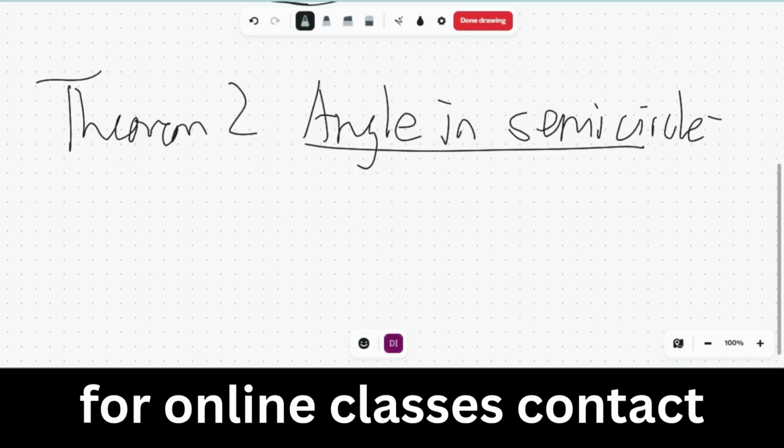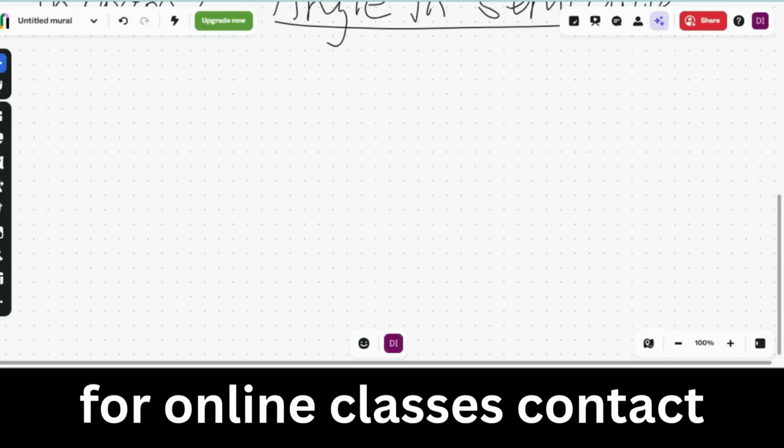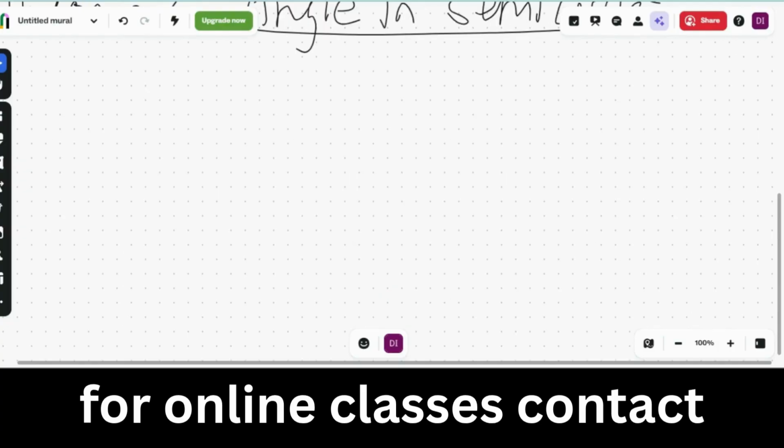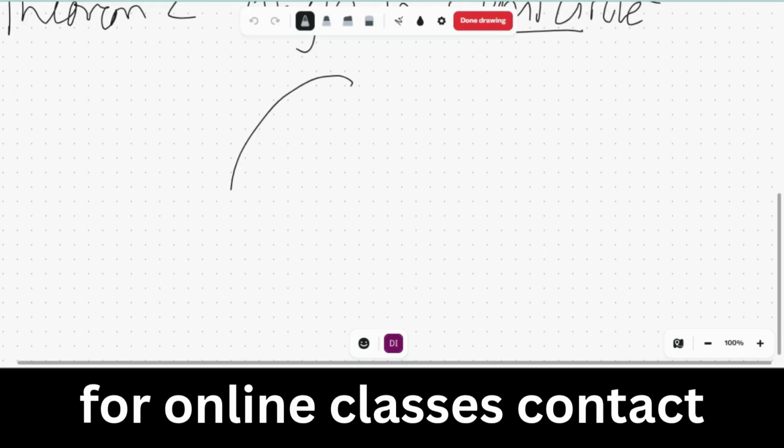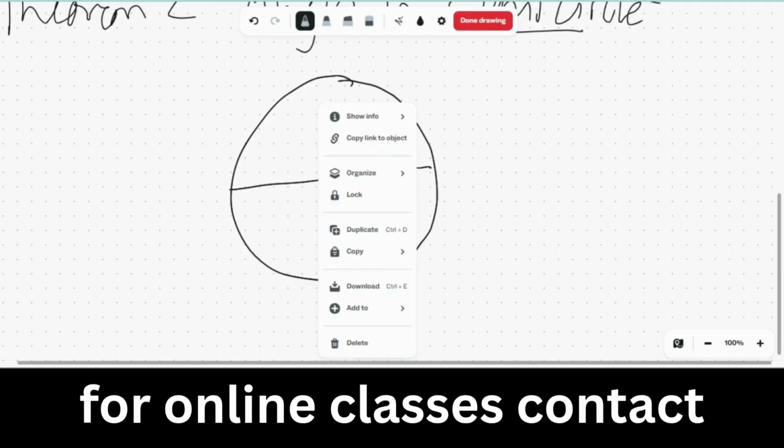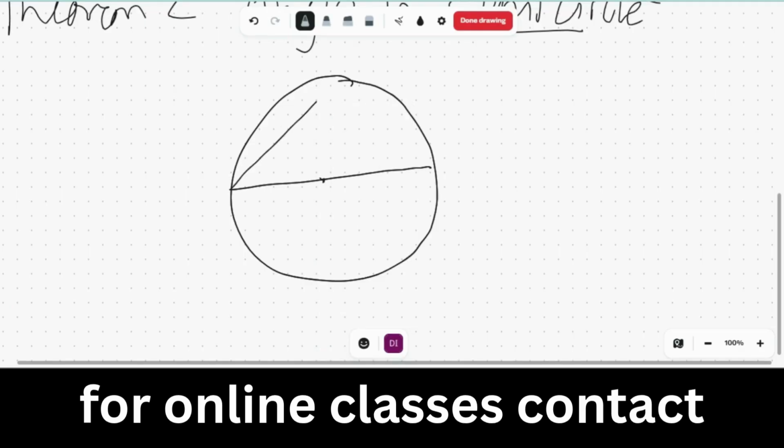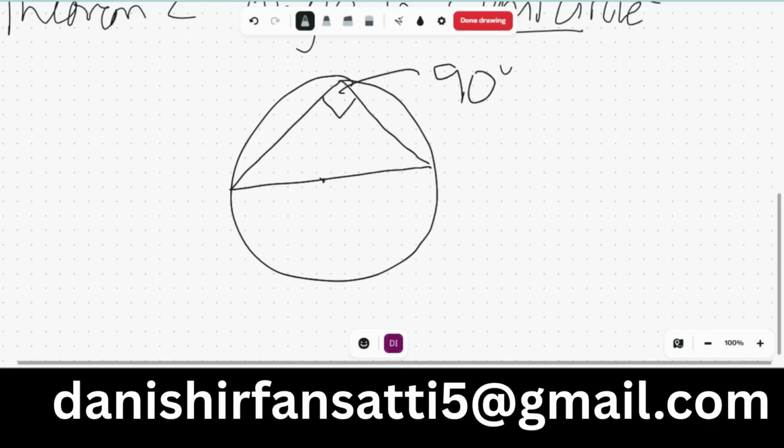The angle in a semicircle theorem says that whenever a triangle is formed using a diameter, the angle opposite the diameter is always 90 degrees. For example, that is a circle. If that angle makes a diameter, then this angle would always be equal to 90 degrees. Okay.